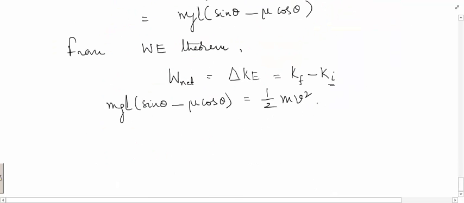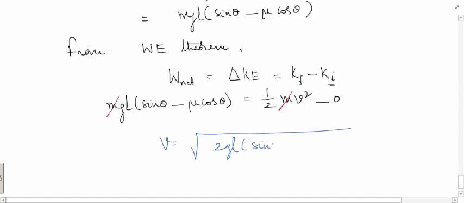So what can you write here? Half mv square. Here m gets cancelled and you are left with velocity v equal to square root of 2gL (sin theta minus mu cos theta). Here mu means you can write mu k also, because the friction involved here is kinetic friction, where L is the length of the incline.